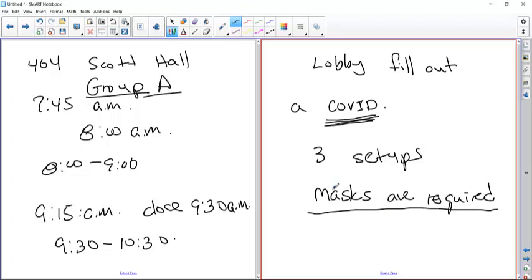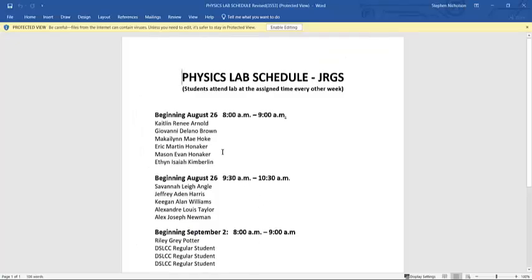So let me show you the lab schedule. This was set up by Mr. Graham. As far as who is partnering with whom, you can decide ahead of time what you want to do. I'm not going to force anybody to be a lab partner. So here's the first one. We have Caitlin, Giovanni, Michaelan, Eric, Mason, Ethan. So we'll have 3 partners there.